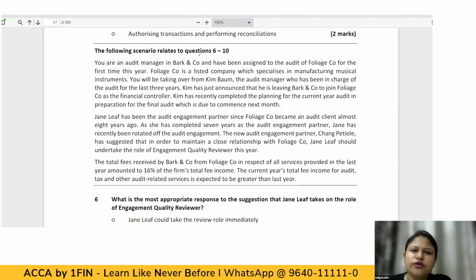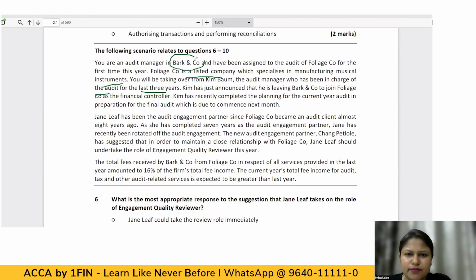The following scenario relates to the question 6 to 10. You are an audit manager in Bark & Company and have been assigned to the audit of Foliage Company for the first time this year. Foliage Company is a listed company which specializes in manufacturing musical instruments. You will be taking over from Kim Bond, the audit manager who has been in charge of the audit for the last 3 years. So we have taken a new audit.